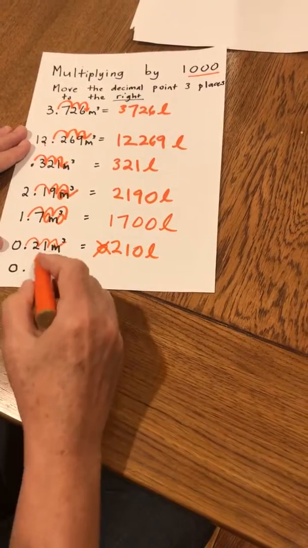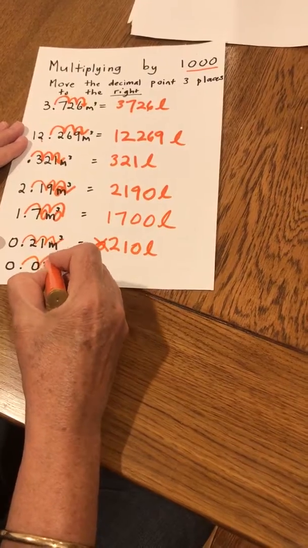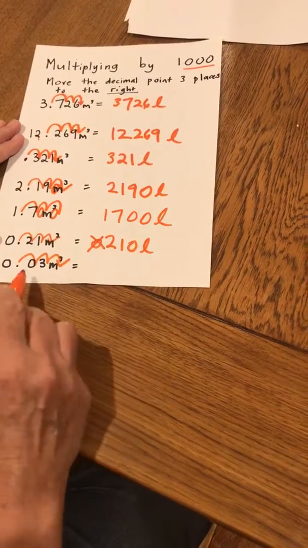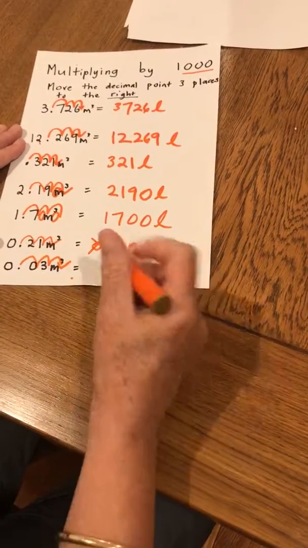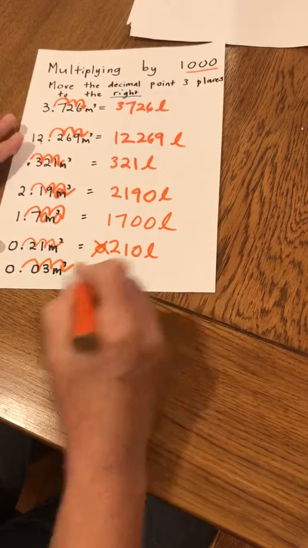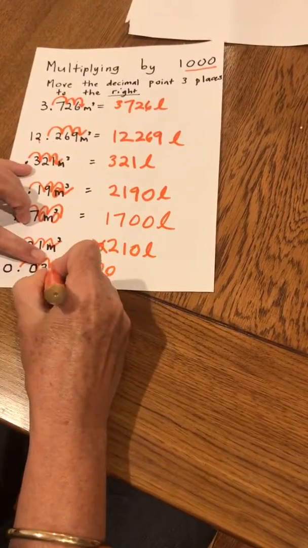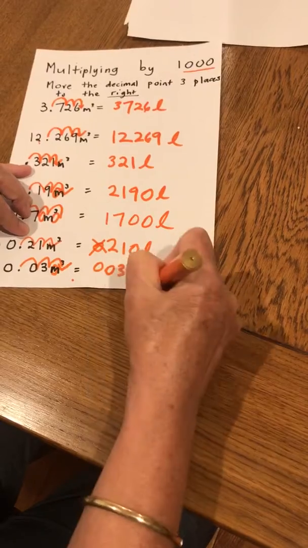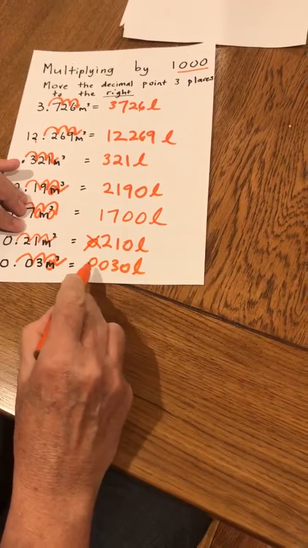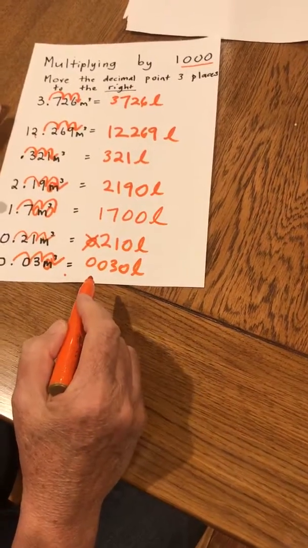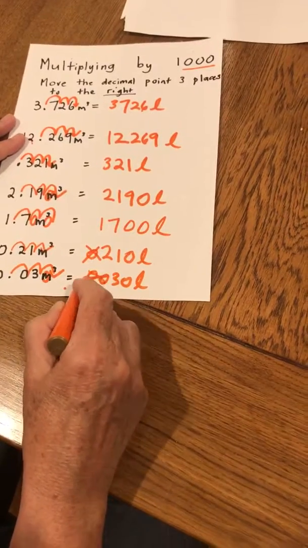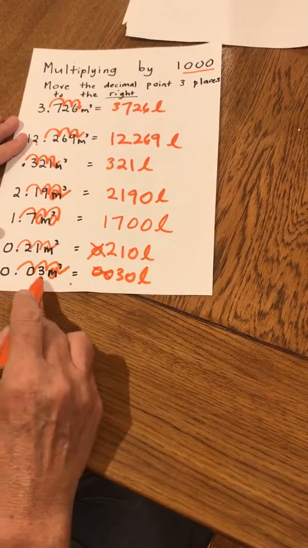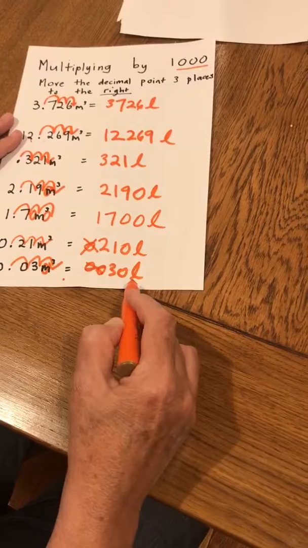In the same way here, 1, 2, 3. This time we've got the 2 zeros, 3 and another 0. Again, this doesn't add any value, it just would confuse people. We don't include the 00, and 0.03 cubic metres is 30 litres.